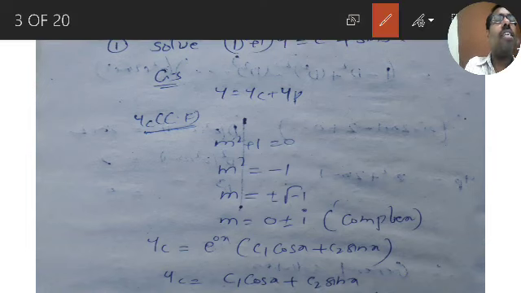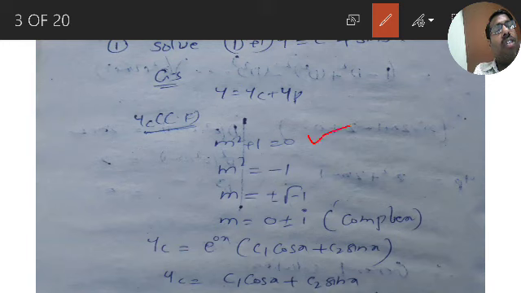Since the right hand side is non-zero, the given differential equation is non-homogeneous. Once a given differential equation is non-homogeneous, the general solution is y is equal to yc plus yp. Now yc is the complementary function. What is the complementary function? It is the general solution of the corresponding homogeneous differential equation. Corresponding means for a given non-homogeneous equation, take the right hand side as 0, and that becomes its corresponding homogeneous differential equation.